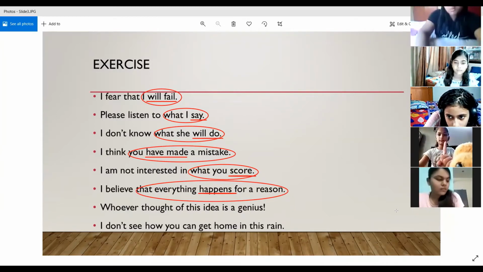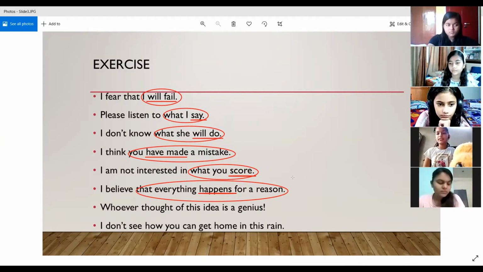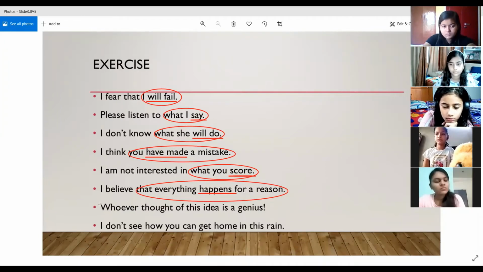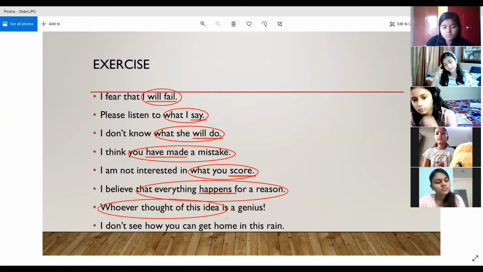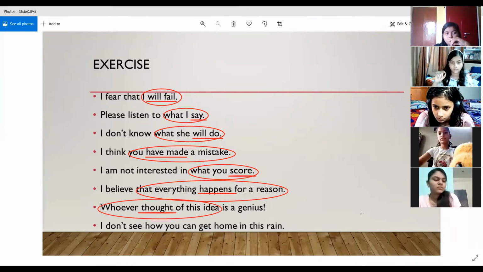Yes, Unnati. So it will be "whoever thought of this idea." It will answer the question, who is a genius? Whoever thought of this idea must be a genius. So tell me the verb in this, "whoever thought of this idea." Sir, thought. Yes, correct. Okay, sir. Thank you. Welcome.